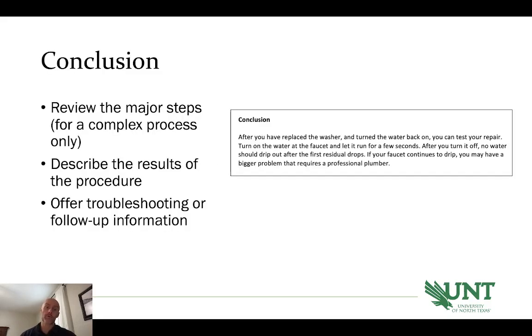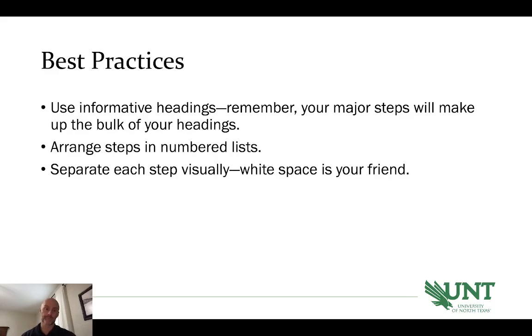When we conclude, we want to review what the major steps were if our process is particularly complex. We want to describe the results of the procedure and then offer troubleshooting for follow-up information. So in our conclusion on the right here, you can see we say, after you've replaced the washer, again, this is like a little plumbing washer, and turned the water back on, you can test your repair. Turn on the water at the faucet and let it run for a few seconds. After you turn it off, no water should drip out, but if it continues to drip, you may have a bigger problem and you'll need to call a professional.